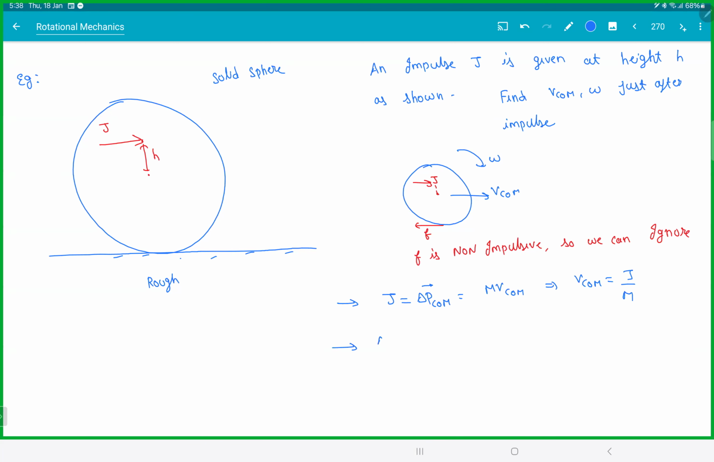Second thing, angular impulse. So change in angular momentum about center of mass is J into the perpendicular distance h. J into r perpendicular from center of mass, which is J into h, is equal to I_COM omega, because initially it is at rest. So omega will be Jh by m, solid sphere na, 2 by 5 mr square. That's your omega. Done.